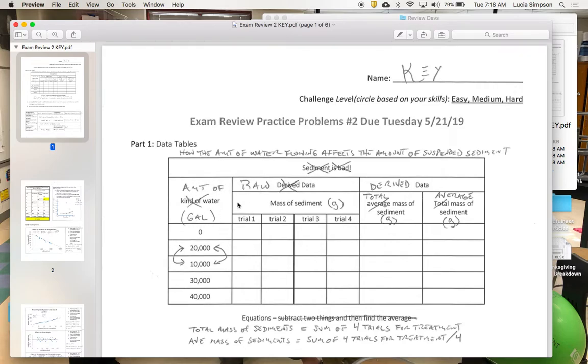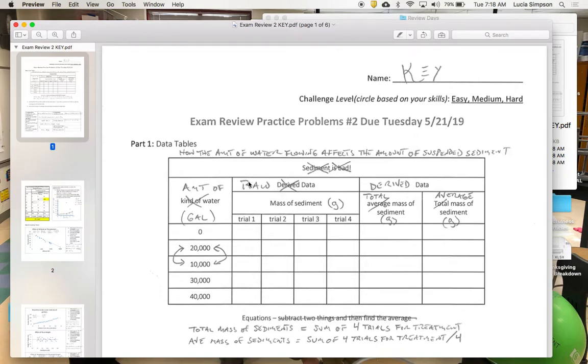Second correction here is looking at our independent variable. We want to make sure that it doesn't just say that it's the water, but it's the amount of water, and specifically we're measuring that in gallons. Units are required for both your IDV and your DV if there are units present.